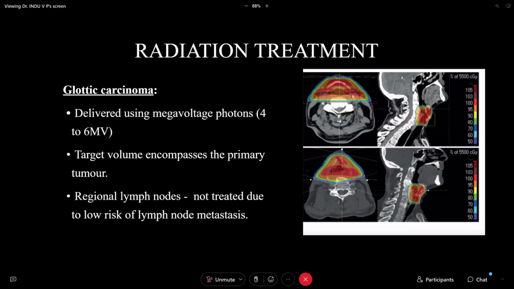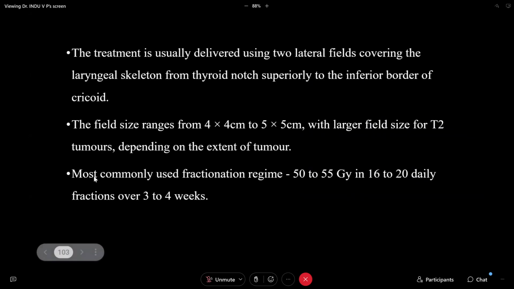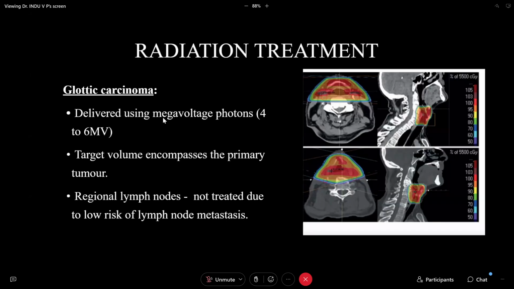Going to the radiation treatment. The radiation treatment is delivered by using megavoltage photons. The target volume is according to the primary lesion. In the case of glottic carcinoma, regional lymph nodes are not treated as it has a low risk of lymph node mets.